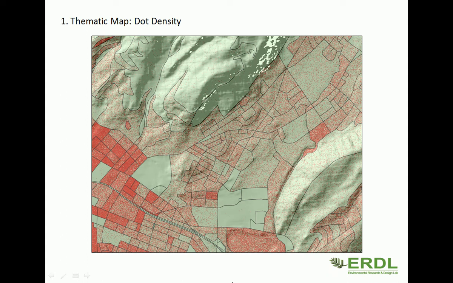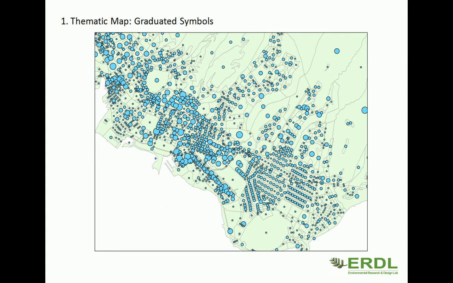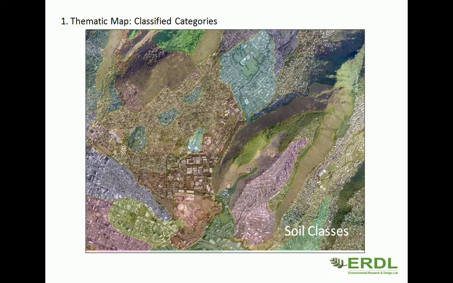I think some people actually put dorms as their home address. It just depends on when the census was collected. So this is based on primary residence. Normally it is, but it depends on what you want to put in your census. You can't force people to actually tell the truth on the census. So that's dot density, and this is graduated symbols, something you can do.